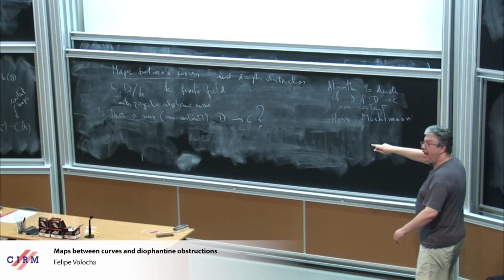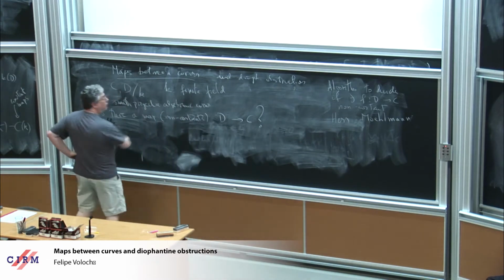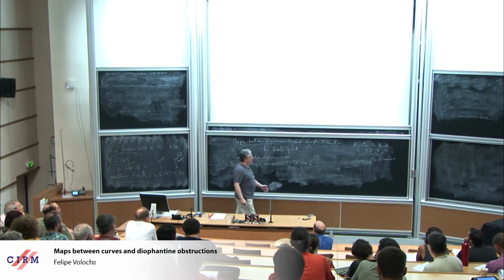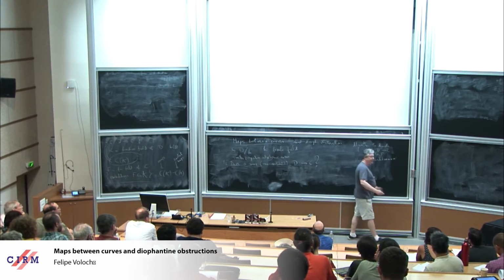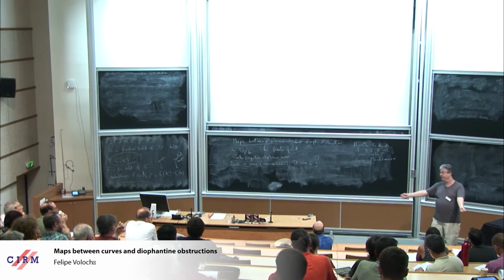A special case of this problem is to decide if the two curves are isomorphic. If you have two curves, how can you decide if they are isomorphic? Hess provided an algorithm that, given two curves, finds out if they're isomorphic and finds the isomorphism between the two curves.